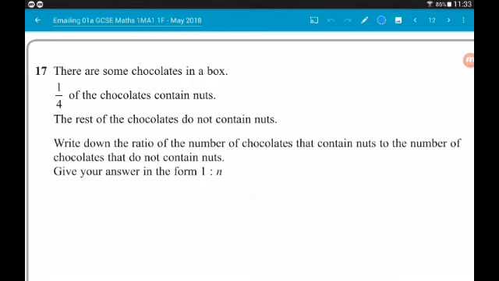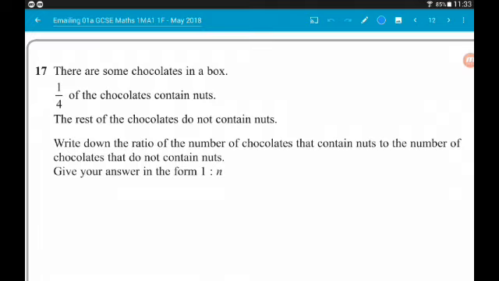Okay, question 17. There are some chocolates in a box. Good times. 1/4 of the chocolates contain nuts. The rest of the chocolates do not contain nuts. We want to write down the ratio of the number of chocolates that contain nuts to the number of chocolates that do not contain nuts. And we want to write our ratio in the form 1 to n.